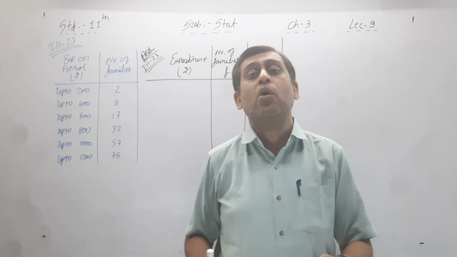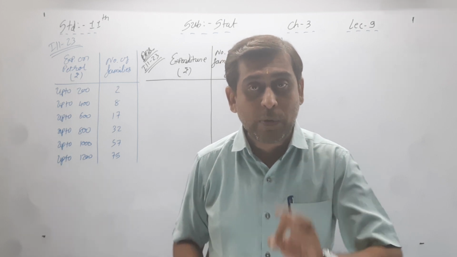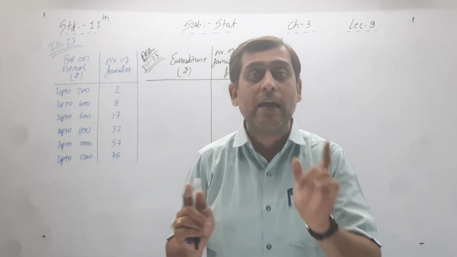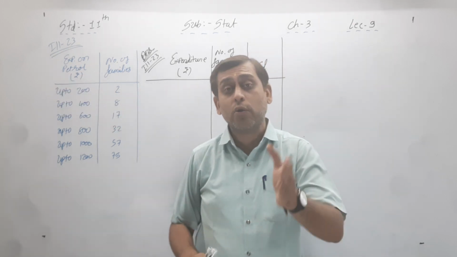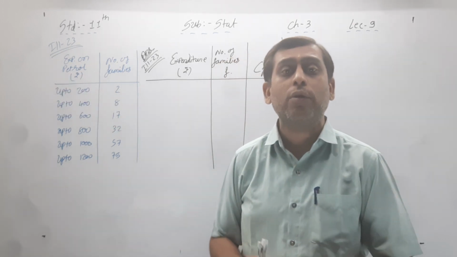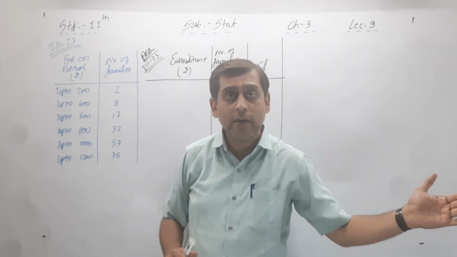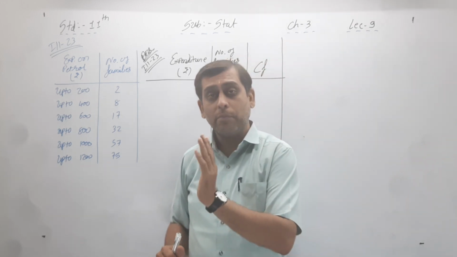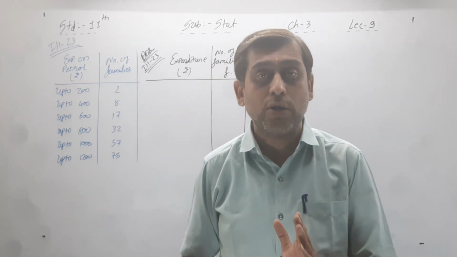You cannot find out the mean here whenever the open ended class is given. See, up to 200 means what? What is the starting point up to 200? Is the starting point 0 to 200, or should we take it from minus 100 to 200? There is no clarification, right?